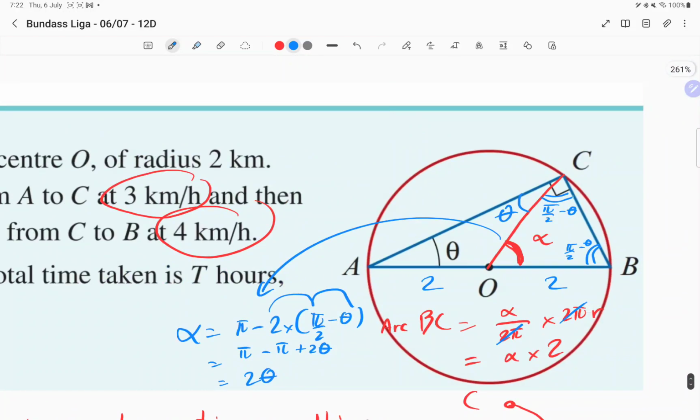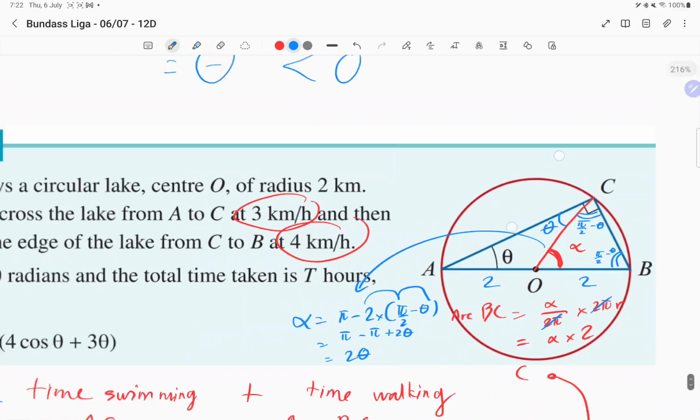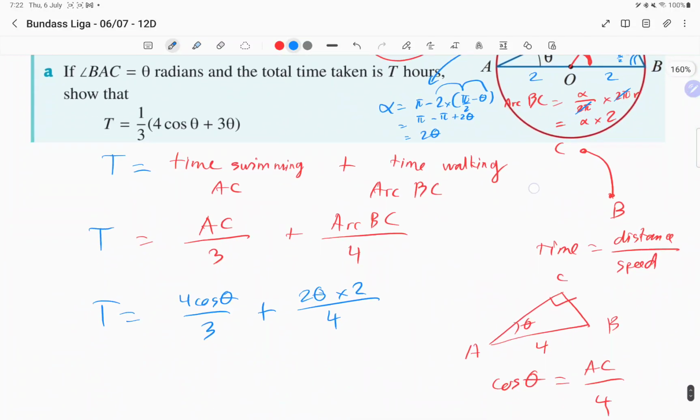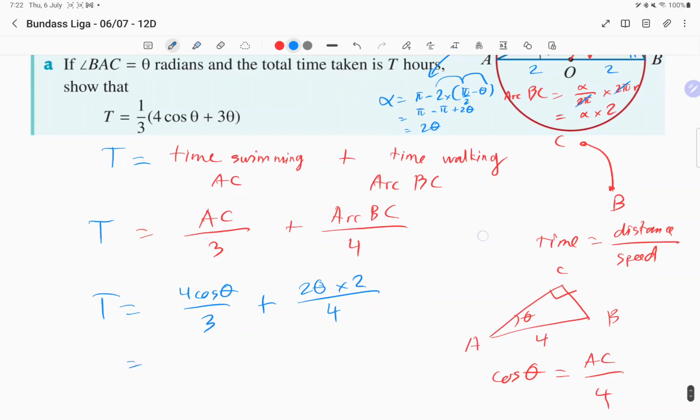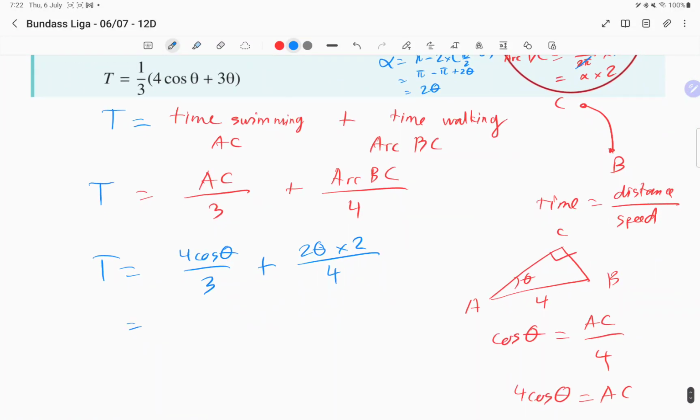So whatever theta is, then this angle will be pi over 2 minus that theta. But we don't know what theta is. Could be 30, could be 45, could be 20, could be 15. So we actually don't know. So yes, at this point, let's see what you can do here.